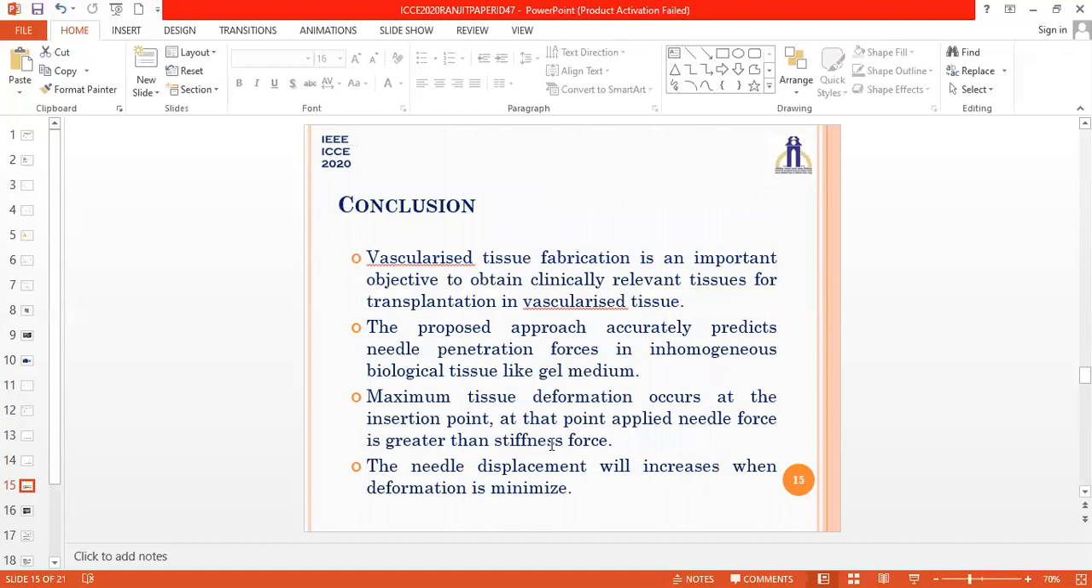So this is my conclusion. The needle displacement increases with deformation. The bevel tip needle creates maximum deformation and also higher axial forces than the conical tip. And vascularized tissue fabrication is very important for any clinically relevant tissues or transformation in any vascularized network. That's why this type of analysis is needed.